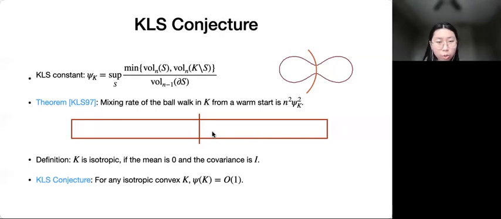But we can always normalize K so that the covariance of K is the identity. In that case, we say K is isotropic if K has mean 0 and covariance identity. And KLS also has a conjecture that for any isotropic convex K, the KLS constant psi K is a constant.